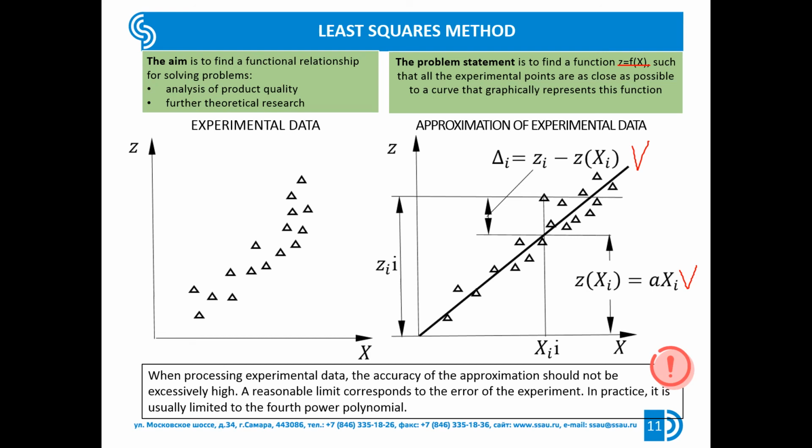The problem of approximating experimental data is most completely solved by the least squares method. The larger the number of measurements, the smaller the approximation error. It should be kept in mind that when processing experimental data, there is no point in increasing the accuracy of the approximation too much. A reasonable limit corresponds to the error of the experiment. In practice, it is usually limited to the fourth power polynomial.